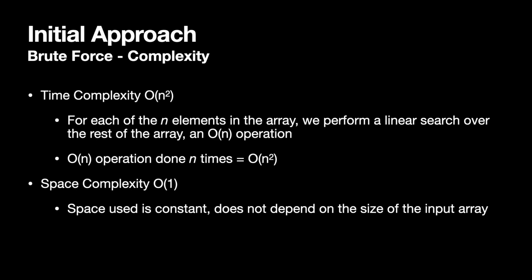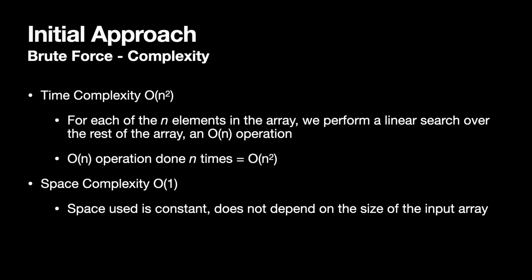The time complexity of this approach will be O(n²). This is because for each of the n elements in the array, we perform a linear search over the rest of the array, which is an O(n) operation. An O(n) operation done n times gives us a time complexity of O(n²). The space complexity of this approach is O(1), or constant. This is because the space used does not depend on the size of the input array. While the space complexity of this solution is excellent, the time complexity could be much better.